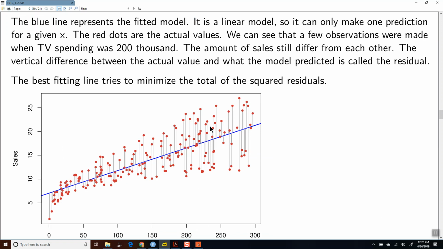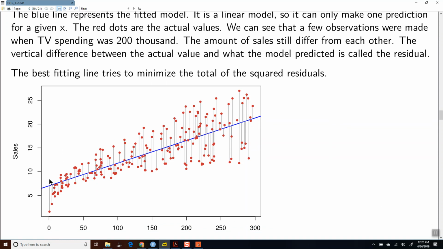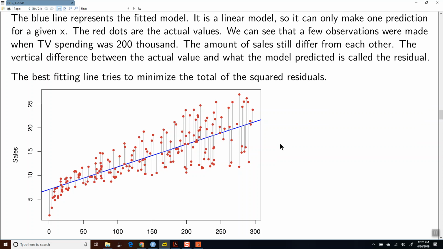Here's kind of the diagram for our TV versus sales data. Okay, so my plot only had 4 dots. This has a lot more. Every single one of these vertical lines, we square those distances. Okay, and that's going to give us our residuals squared, and we sum them up.